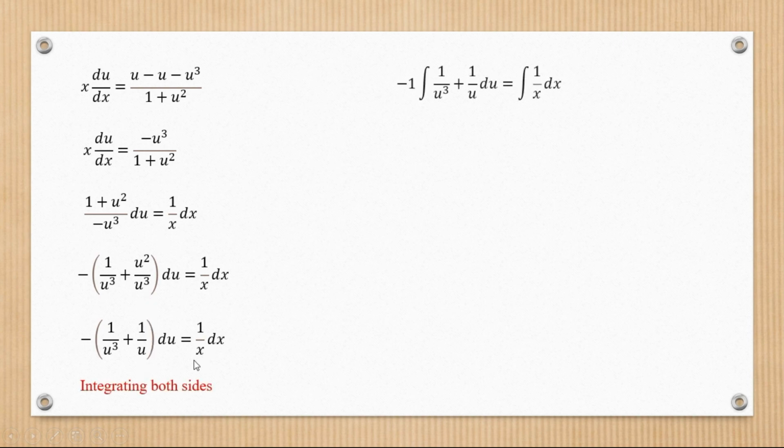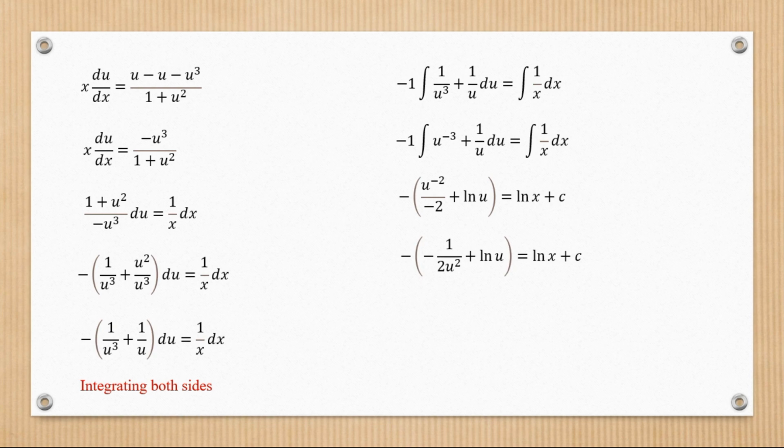So now integrating both sides, this is what I'll have. Now there is this negative 1 outside the integral, so you have to remember that that's what we've done. Now 1 over u cubed can be changed to u to the power negative 3. So integrating that, I'll have negative outside into u to the power negative 2 over negative 2 plus ln u equals ln x plus c.